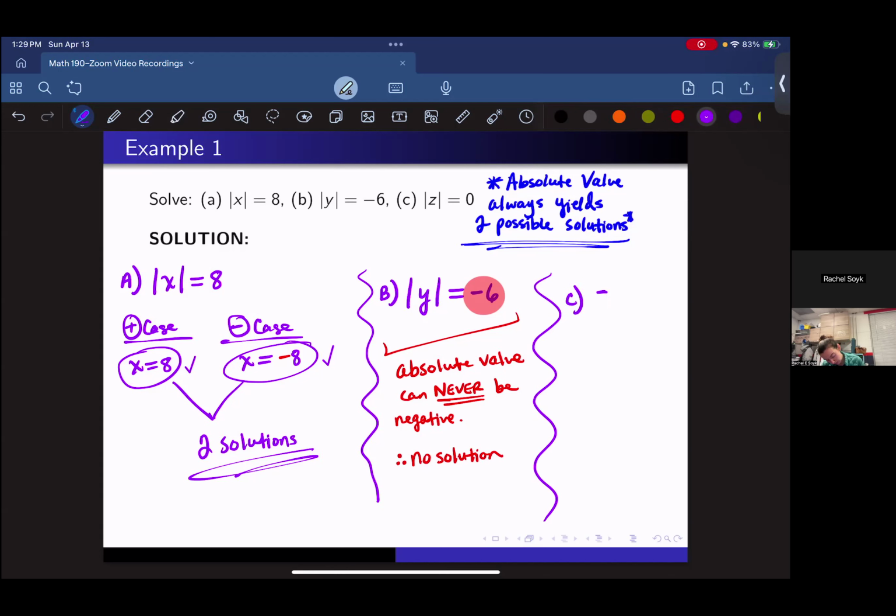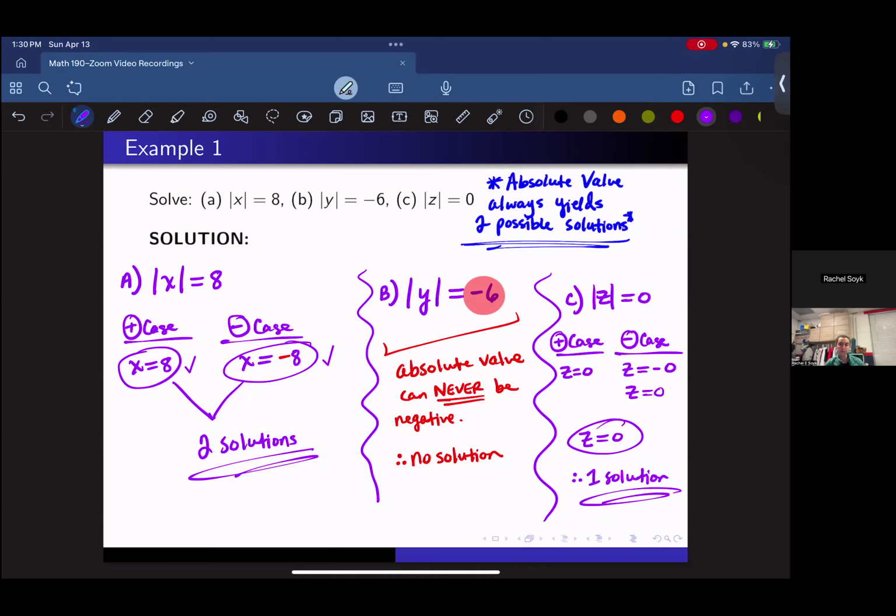And then finally, we arrive at our part C, where we have the absolute value of z is equal to 0. So when we look at our positive case, we just drop the absolute value and our solution is z equals 0. For our negative case, we drop the absolute value and multiply that left-hand side by a -1. So we're looking at -0, and -0 is just 0. So our only solution is z is equal to 0 here, which tells us that we have just one solution. And we're done.